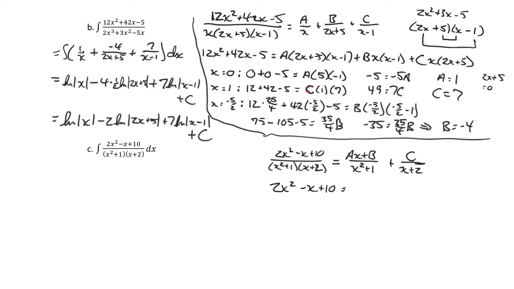When you multiply by x squared plus 1 times x plus 2, the x squared plus 1s will reduce. And so we just end up with ax plus b multiplied by the other factor, the x plus 2. C, on the other hand, will be multiplied by the factor that's not in its denominator. The factor that's in the denominator is x plus 2, so it will be multiplied by everything else, which is the x squared plus 1.